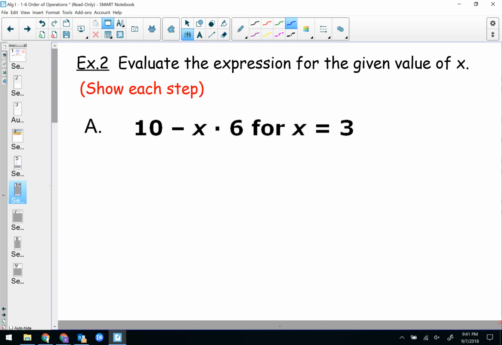Okay. Just like we did before where I have variables and I'm going to ask you to plug in those variables, you're doing the same thing here. Now we're just going to work it out a little bit more. 10 minus, plug in the 3 times 6, and then use order of operations based on that. So we have a 3 times 6 with our multiplication. 10 minus 18. 10 minus 18 would be a negative 8. There's our answer.